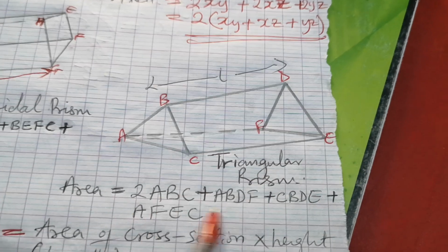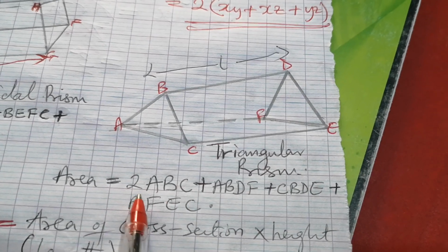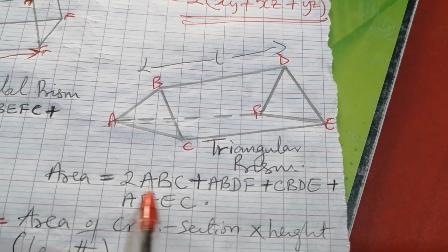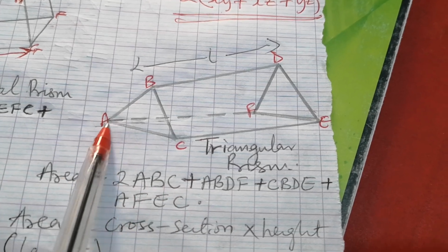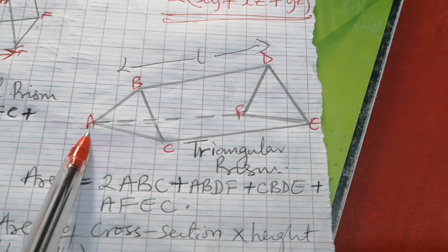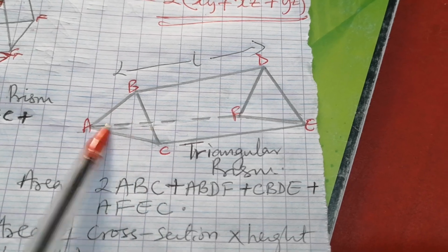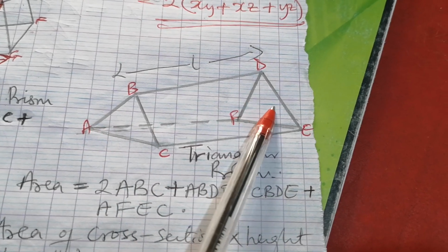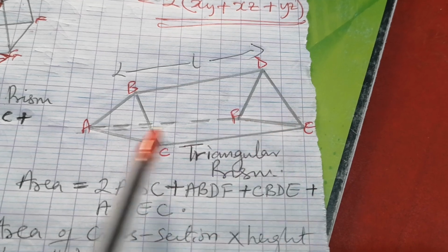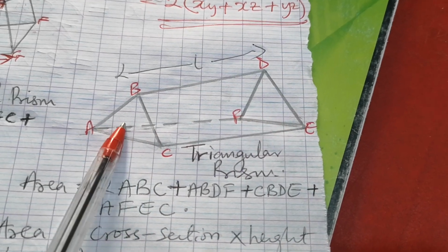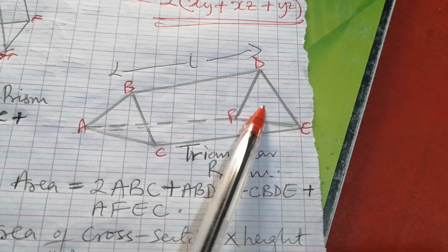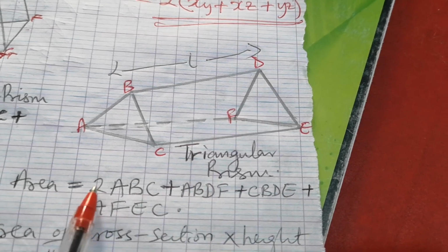Okay, so that is what I have here. I have 2 times the area of triangle ABC. I said 2 times because the area of this triangle and the area of this triangle are the same, because this is a prism. So once I calculate the area of this place, automatically I have calculated the area of this place.